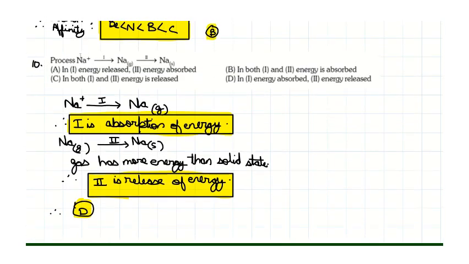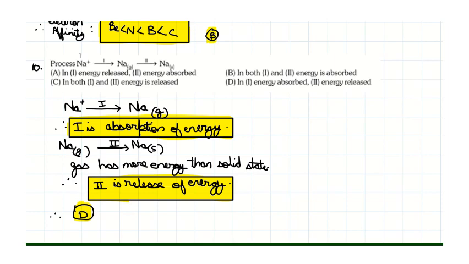In the 10th question, the process Na plus to Na without charge in gaseous state to Na in solid state is given by 1 and 2 energies. We need to find whether the energy is absorbed or released. Now in the first process, energy is absorbed because it is converted to a lower positive form, and since it is converted from gas to solid in the second case, there would be release of energy as gas molecules have more energy than solid state.